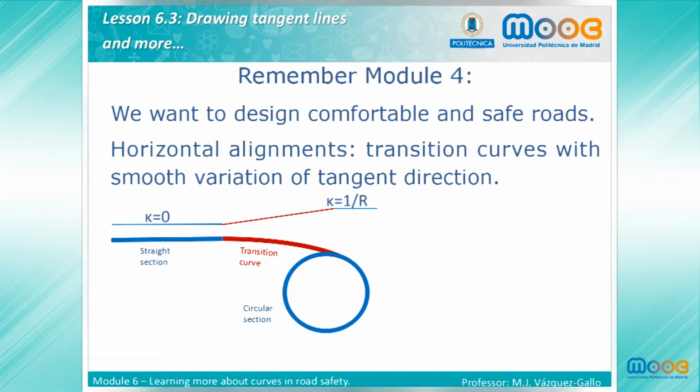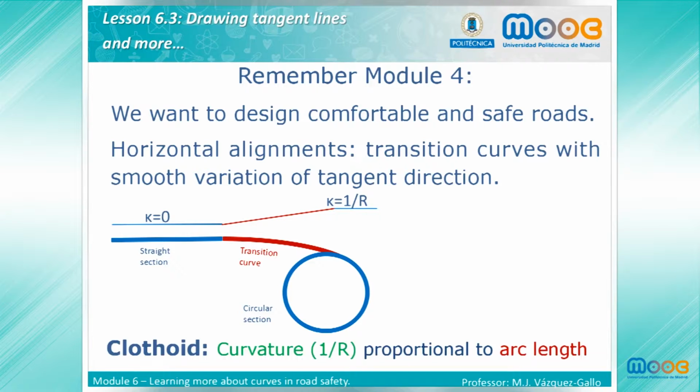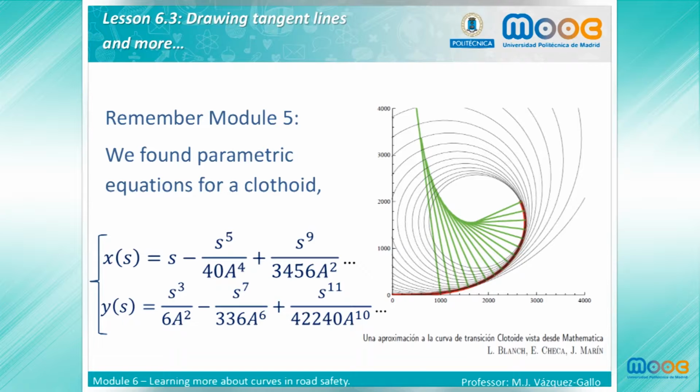Remember that in Module 4, we focused on horizontal alignments that result in comfortable and safe roads. We found the clothoid or Cornu spiral as a good transition curve because its curvature, that is, the size of variation of tangent direction, is proportional to the arc length traveled. After that, in Module 5, using mathematical tools as derivation, integration, and polynomial approximation, we got parametric equations of a clothoid. These equations give us the position of each point on the curve in terms of arc length traveled along this curve.